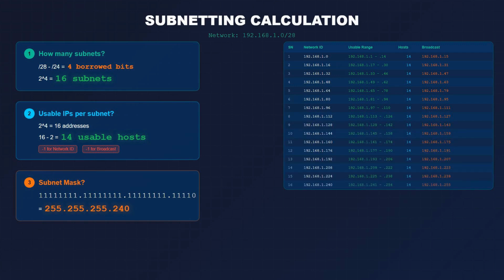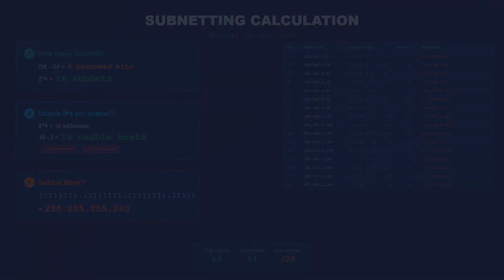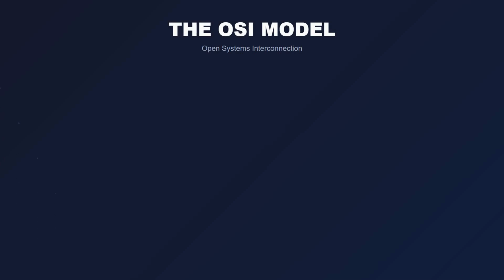Okay, now let's look at what an OSI model is. The OSI model is also known as the Open Systems Interconnection model. It is how data travels across the network, step by step. Imagine sending an email to a friend. How does this email reach that friend?